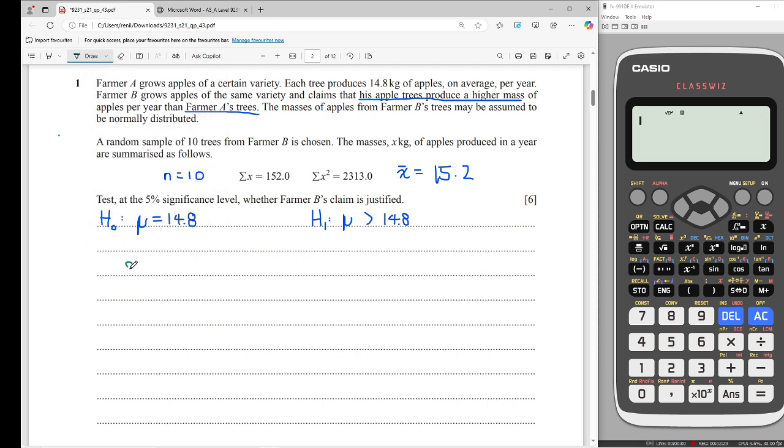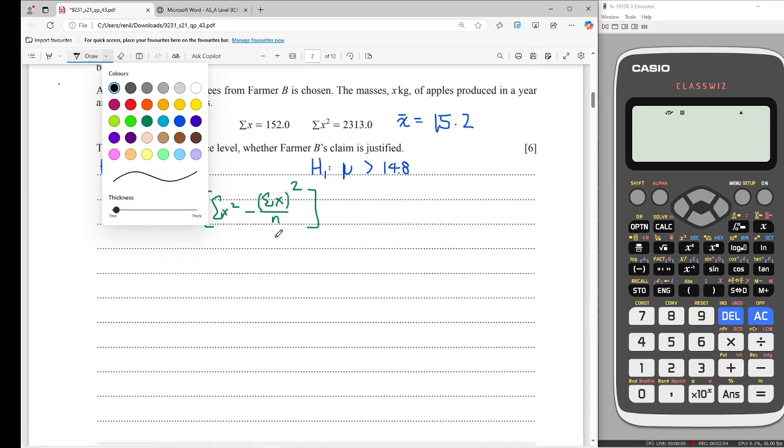So we need S2. S2 is equal to 1 divided by the number of terms minus 1, multiplied with the sum of x squared minus the sum of x, the whole squared, divided by the number of terms. This produces the unbiased estimate value. So now let's plug in the values we have.